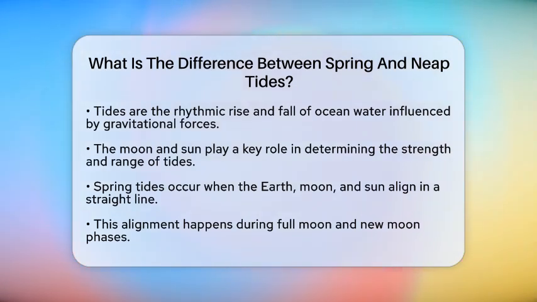Tides occur due to the gravitational pull of the moon and the sun on Earth's oceans. The positioning of these celestial bodies greatly influences the strength and range of the tides.